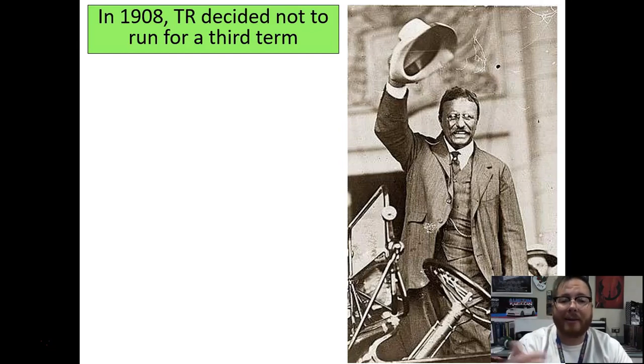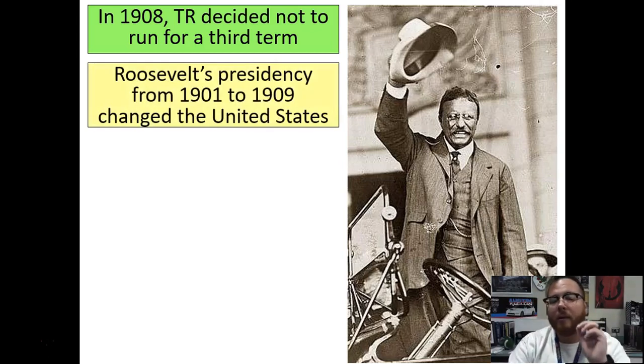In 1908, Teddy Roosevelt was kind of mulling it over. He was like, I could run for a third term. I'd be a really good president. I have been a really good president, but I think I should probably stop. So he decides to not run for a third term. Roosevelt's presidency from 1901 to 1909 changed the United States. In some good and some bad ways, but it changed the United States.